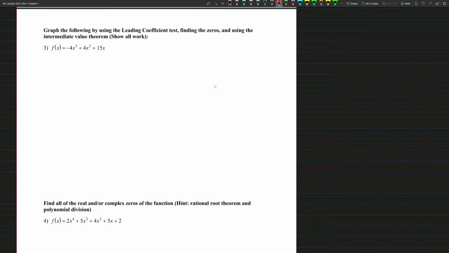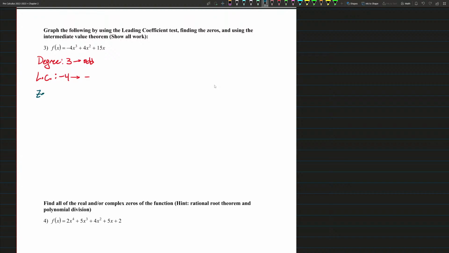Number 3, graph the following by using the leading coefficient test, finding the zeros, and using the intermediate value theorem. Show all work. So this is like 2.2 or 2.3 or whatever that lesson was. I'm going to do this in different colors so we see what I'm actually doing. The degree here is 3. That's odd. That gives us a general shape. The leading coefficient is negative 4. That's negative. So that gives us a direction. Okay, so that's the leading coefficient test.